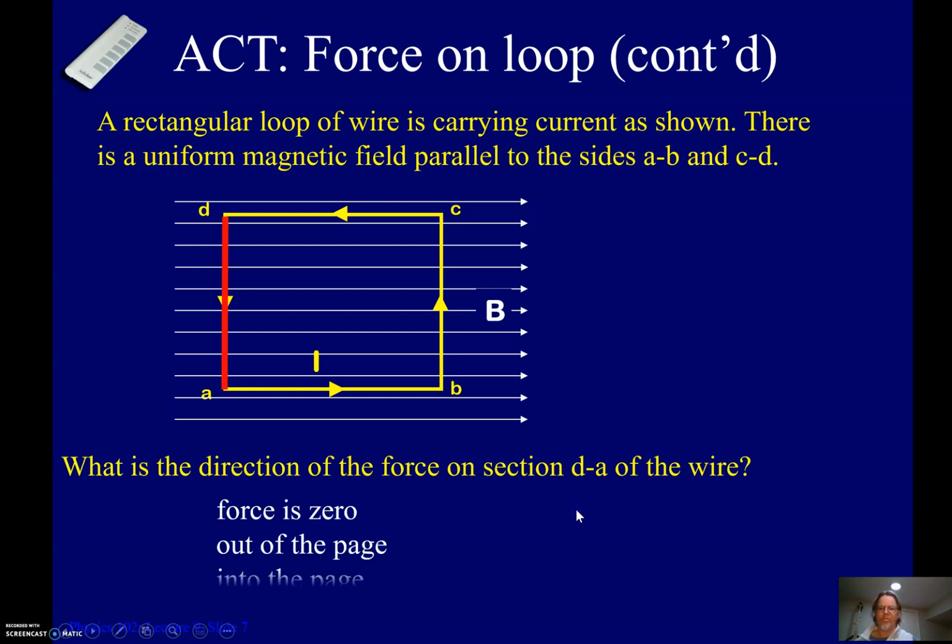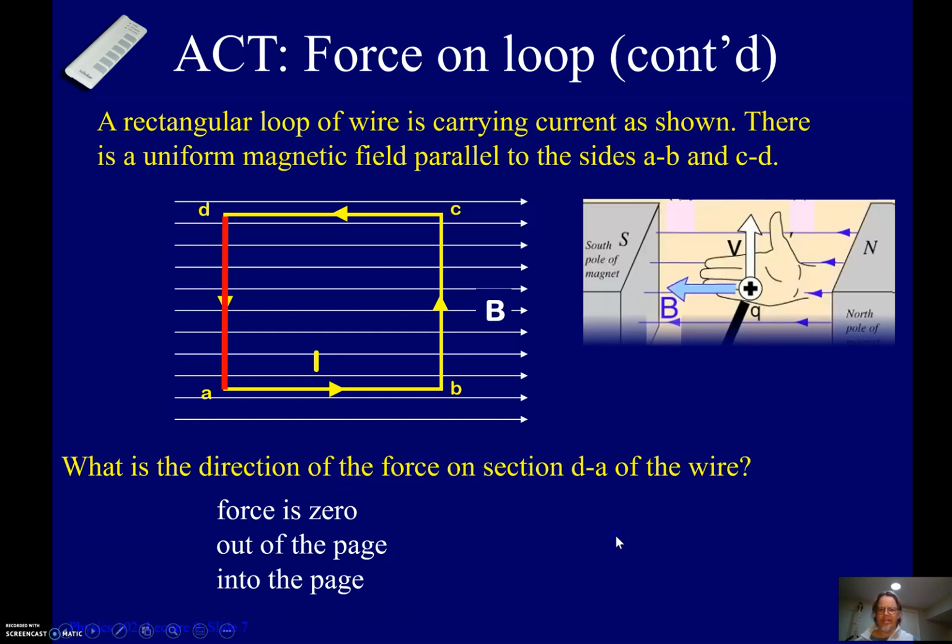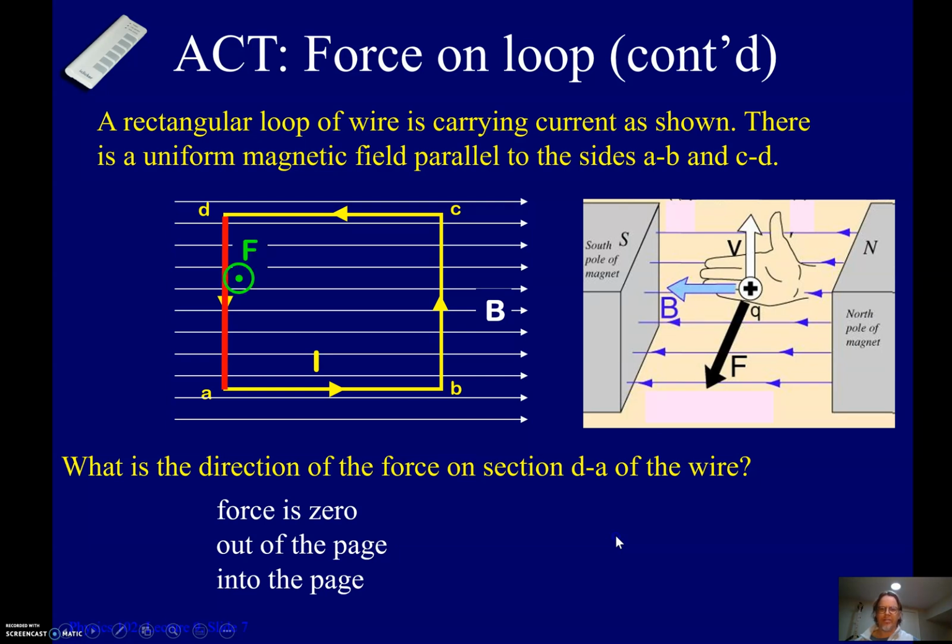Okay. Well, if you do the force, what direction is the force on the D to A wire? Well, that's going to be out of the page. Okay, here we go. There you go. Now they're showing the force with the missile coming right at your face. That means there's a net force in that direction. Okay?